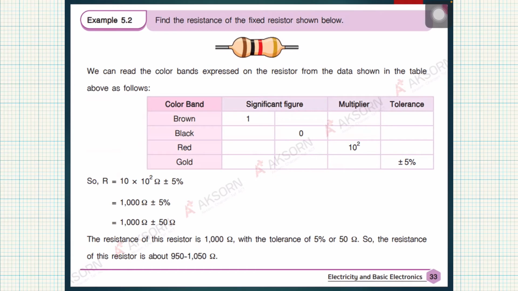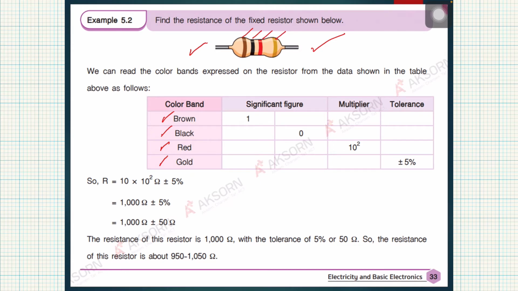Now take for example this one. Find the resistance of the fixed resistor that is shown below. This is an example of a resistor. How many colors do you see? Very good, there are 4. We have the brown, black, red, and gold. Brown is the first, black is the second, red is the third, and finally the gold.